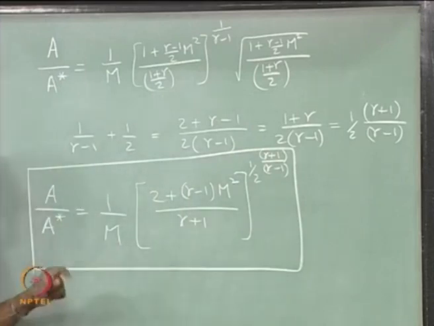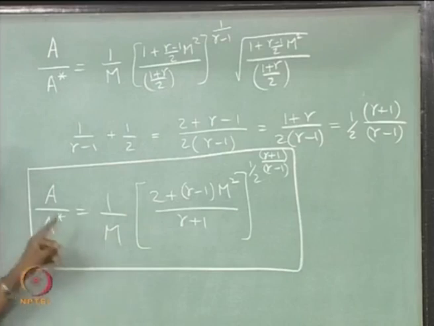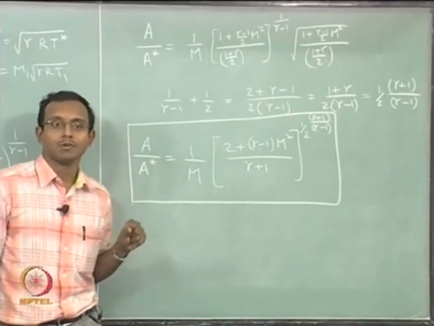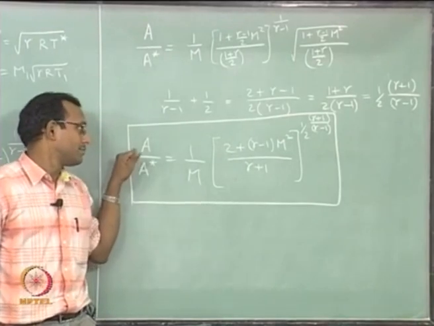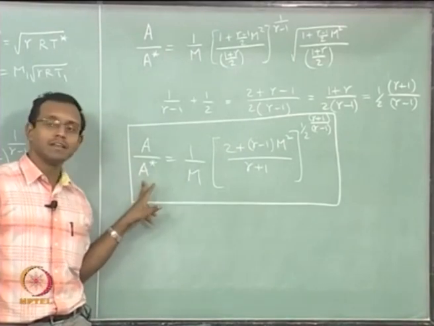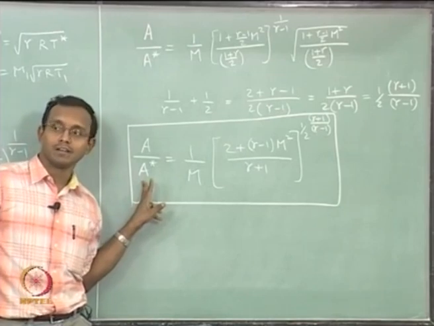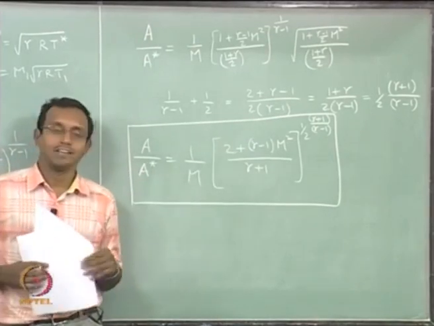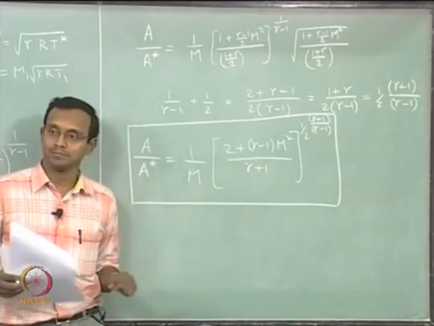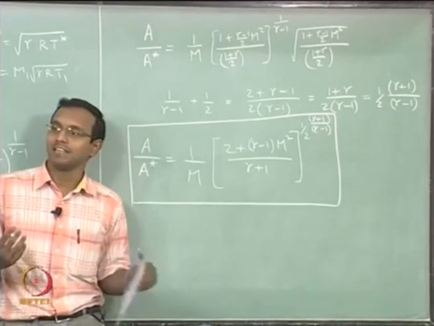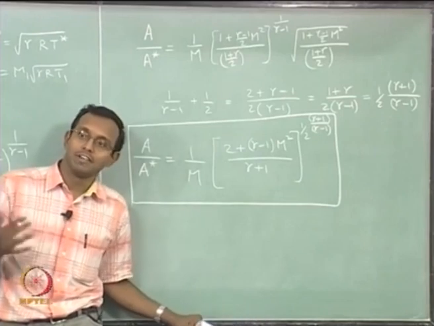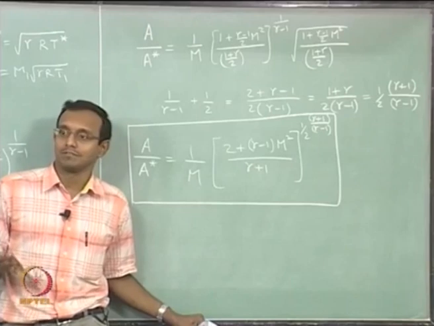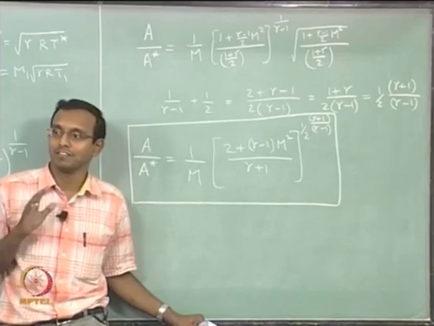This is the expression in terms of Mach number for A by A star. That is, I am talking about area currently for that Mach number divided by the Mach 1 area is given by this relation. That is what we have, and it is just a function of Mach number and gamma. Okay. So, basically we have every variable some way or the other related to Mach number and gamma. Nothing else. We have expressions for everything like this.